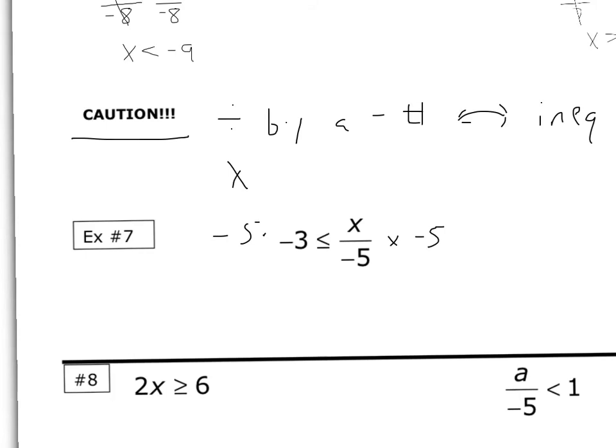Okay, so those negative 5's cancel. Bring down everything as you see it, but since you multiplied by a negative number, you must flip your inequality. And negative 5 times negative 3 is 15. Okay, so remember, you have to have your x on the left like we learned earlier. So we're going to rewrite it, and it becomes x is less than or equal to 15.